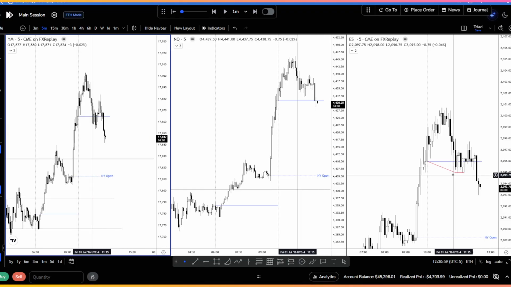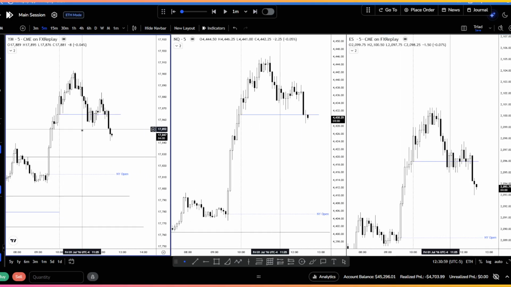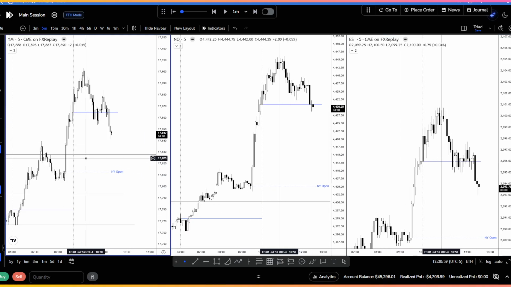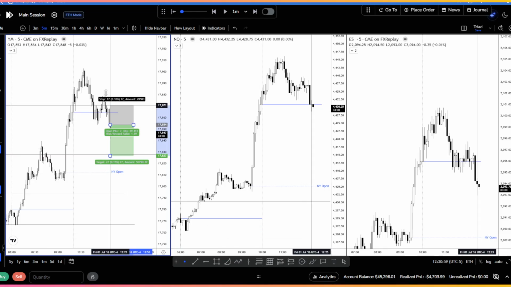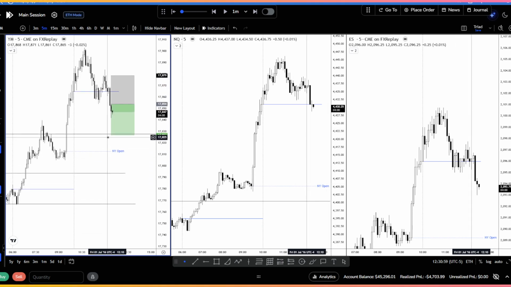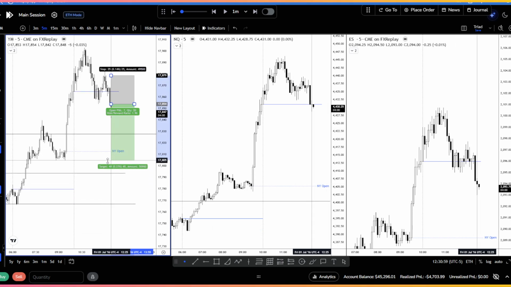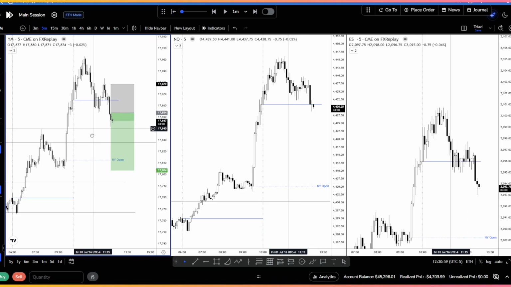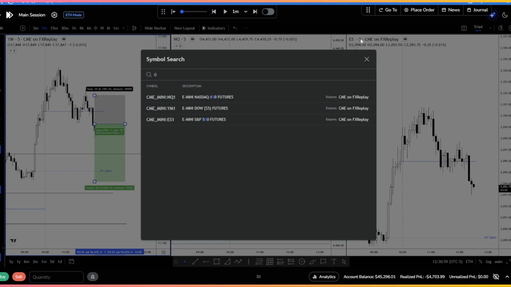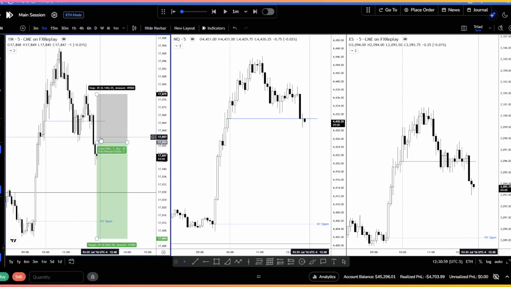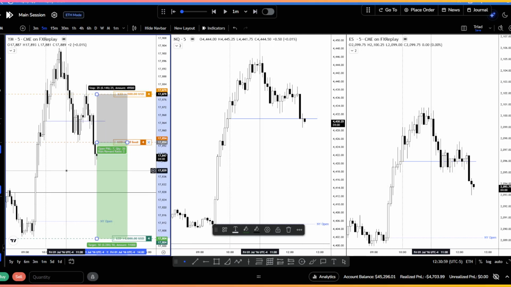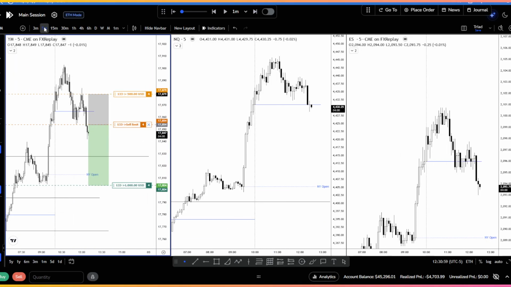Should I do a stretched, what do you call stretched targets? This is the only relevant target for me, and that will be from this fair value gap that we got. So either we get tapped inside the fair value gap or we don't, and it just runs.